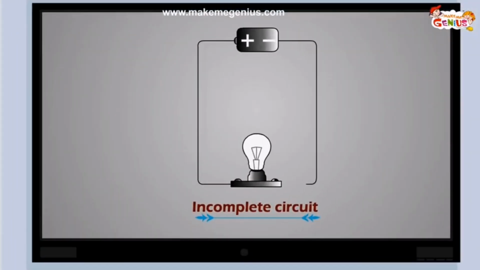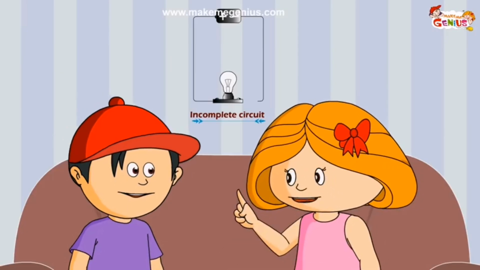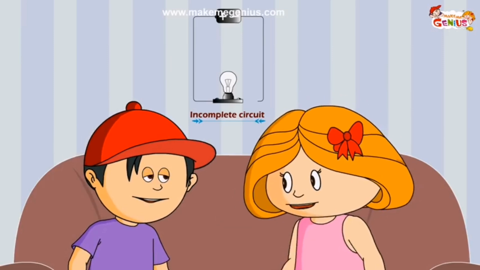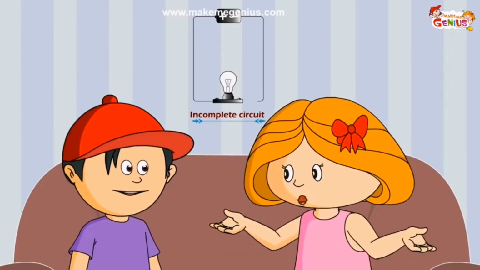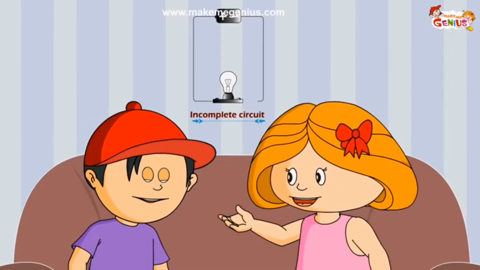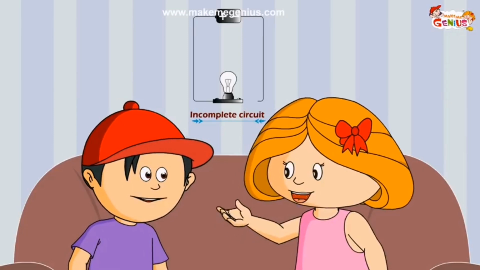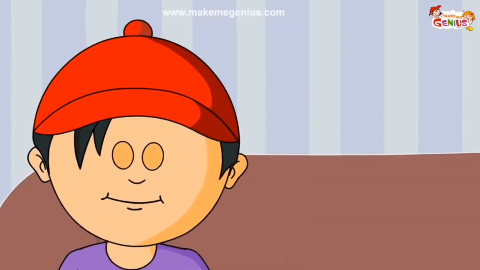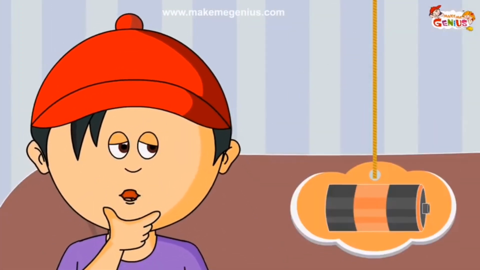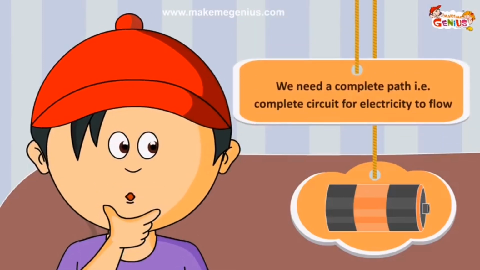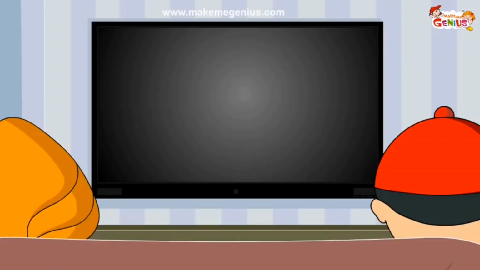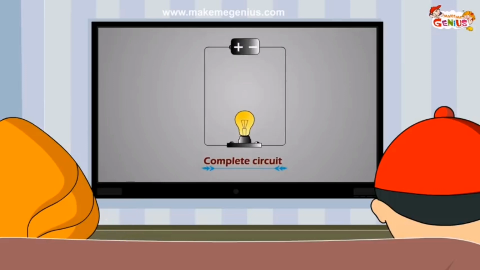What is missing? Oh, the circuit is not complete. Correct. This is an incomplete circuit. You need a complete path for the current to flow in. This is called an electric circuit. So, you need some power source like a cell or a battery, and you need a full circuit for electric charge to flow.